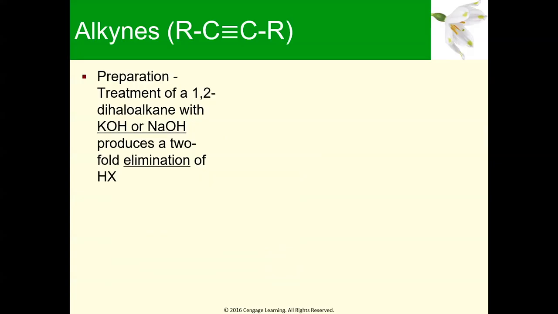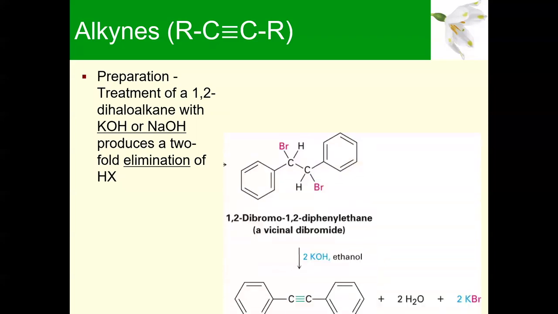Okay, so how do you prepare an alkyne? What is a way to make an alkyne? Well, if you have a compound that has 1,2 halogens on it, so 2 halogens connected to adjacent carbons, and you treat that with a strong base like potassium hydroxide or sodium hydroxide, you could get 2 elimination reactions to give you the triple bond.